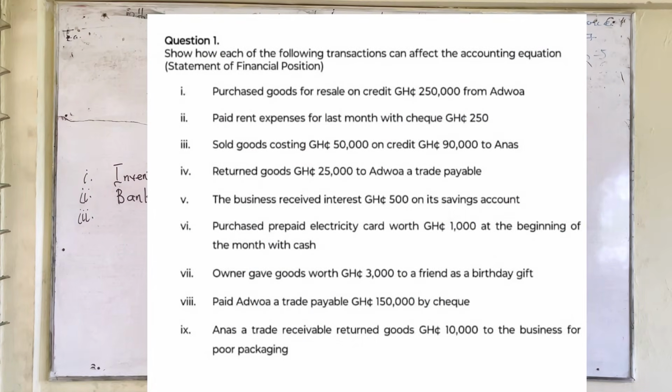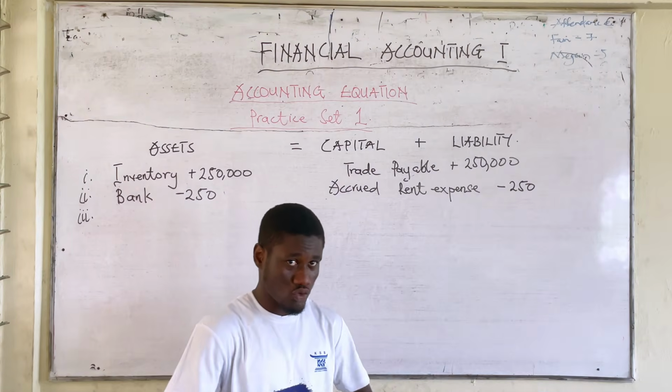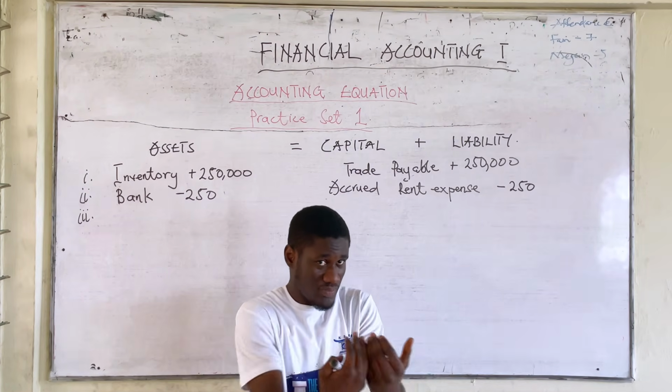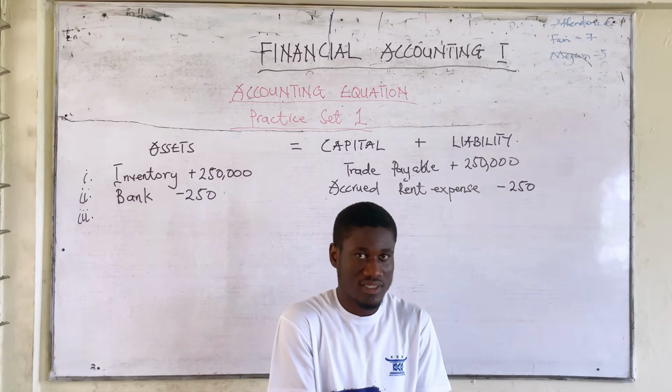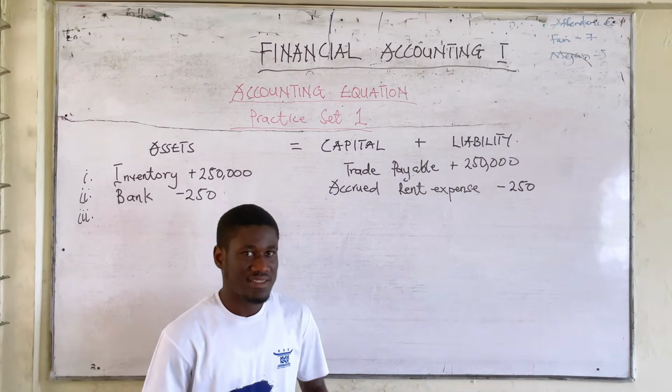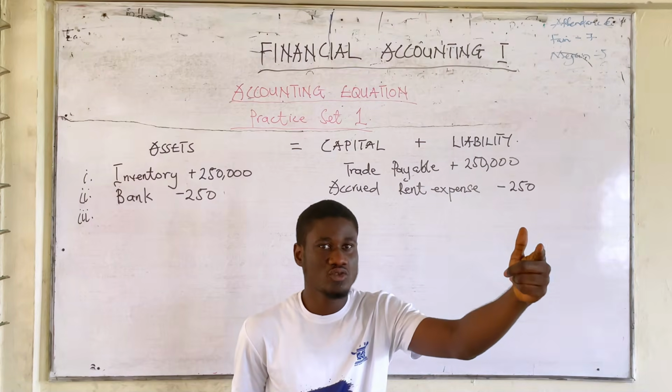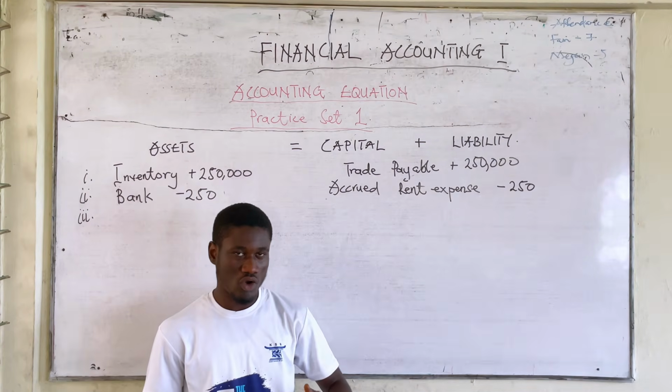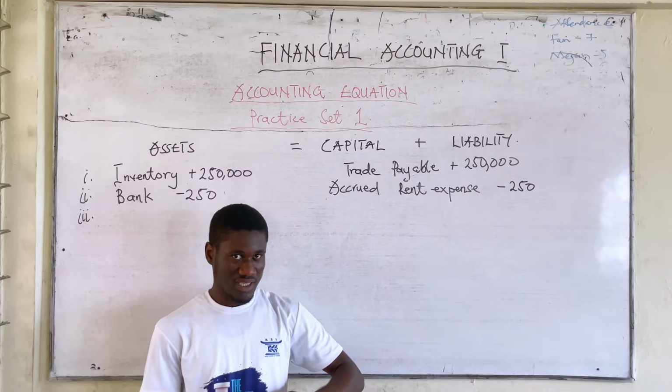It says sold goods costing 50,000 on credit, 90,000 to Anas. Take note: the goods were costing 50,000. Now we sold those goods on credit for 90,000 to Anas. We, the business, are not purchasing now; we are selling to Anas. If we are selling to someone on credit, the person we are selling to is our debtor, or trade receivable. That person is now owing us. Take note.